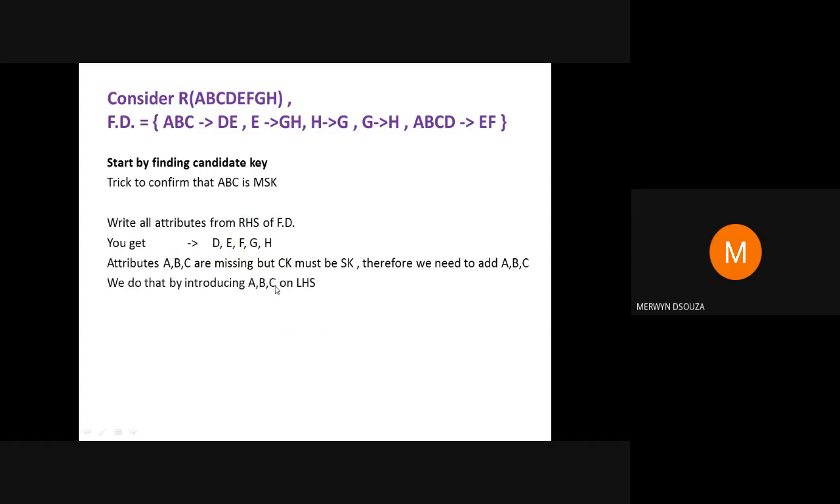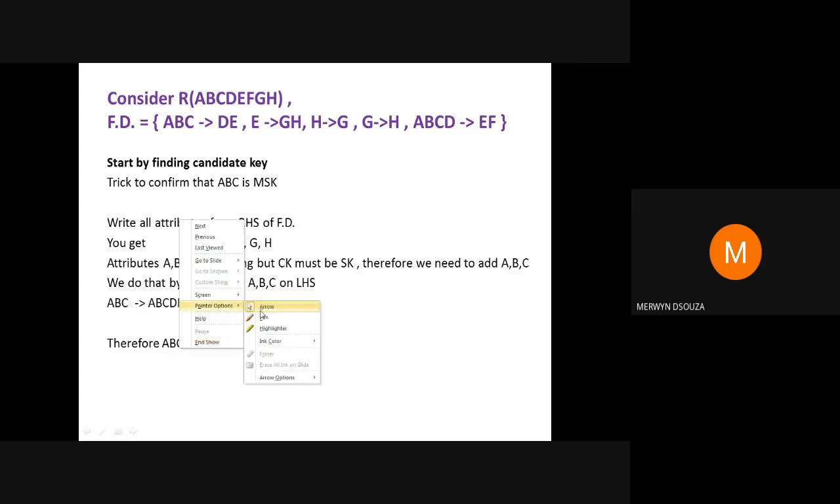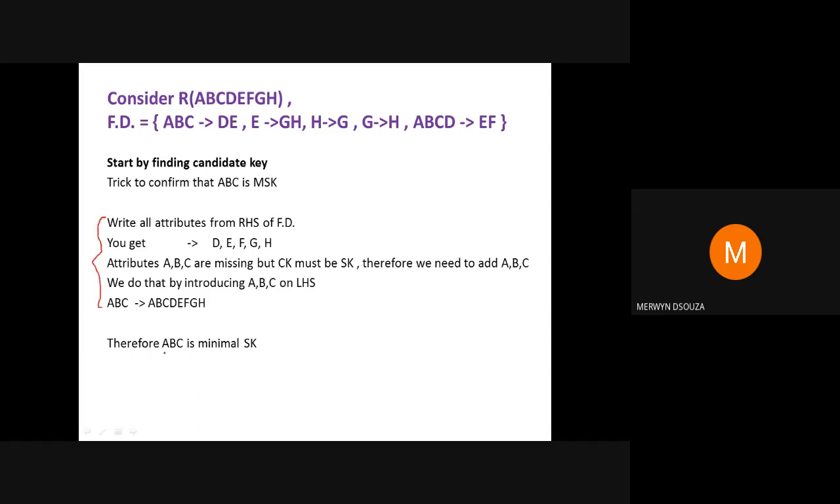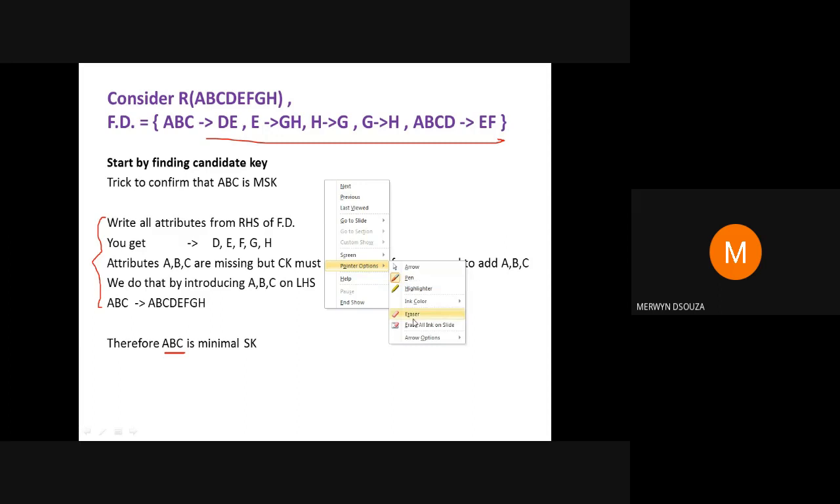So we introduce ABC on the left hand side, so by reflexivity we get ABC, D, E, F, G, H. That way you can confirm that this is the minimal super key. This is a trick of finding a minimal super key. This is not to be used for the exams. This is just to confirm that what you found is the minimal super key. This is not to be encouraged for exams.